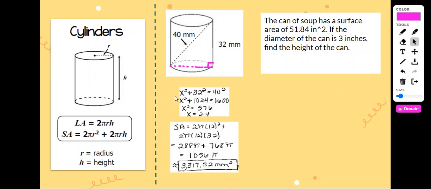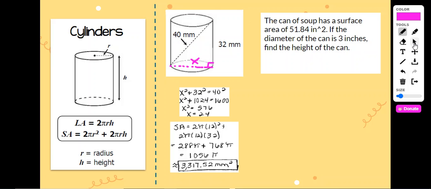Okay, so hopefully you set up your Pythagorean Theorem correctly. You're solving for x here, and your other leg is 32. Your hypotenuse is 40, giving you x is equal to 24, which means that your radius is 12, with a height of 32, giving you 3,317.52 millimeters squared.